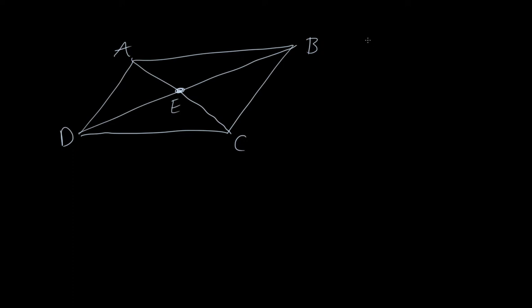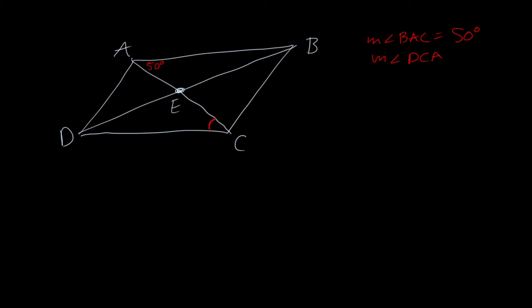So the first one says measurement of angle BAC is equal to 50 degrees. We want to find measurement of angle DCA. So we're going to mark this on this diagram. So BAC, this is 50 degrees, and we want to find DCA. So DCA is this one.